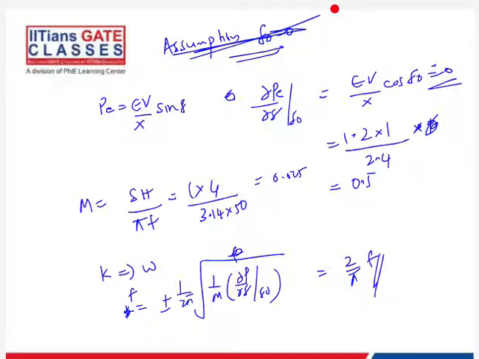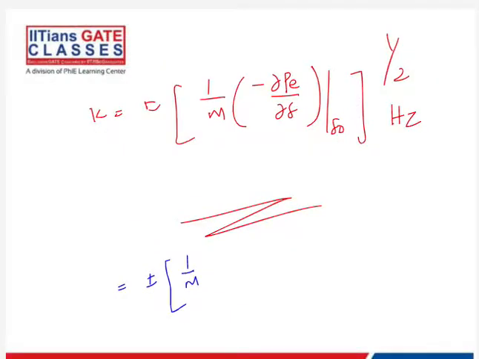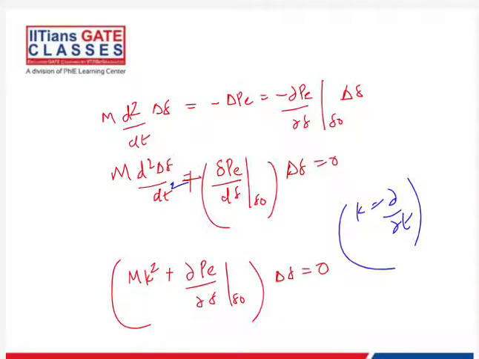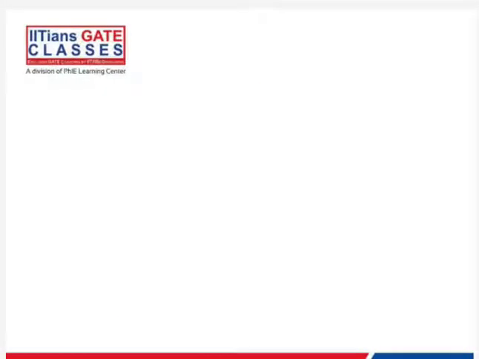Delta 0 we calculated as 53.13, right? That is 0.6. 1.5 into 0.6 minus 0.3. If you substitute it over here, you will get the value accordingly. My bad. Delta 0 we had calculated over here as 53.13. I understand that that question is a bit confusing.